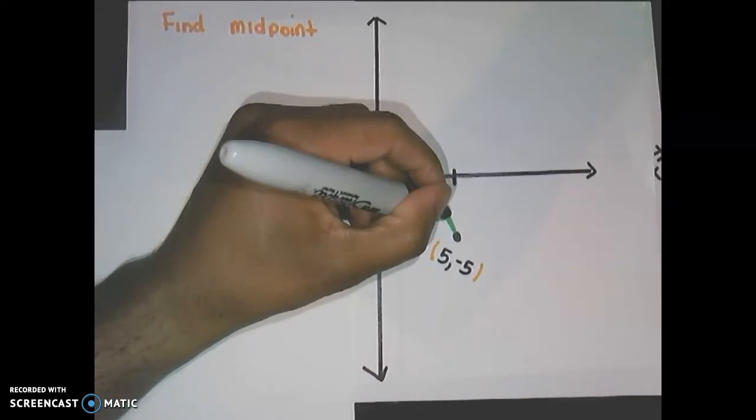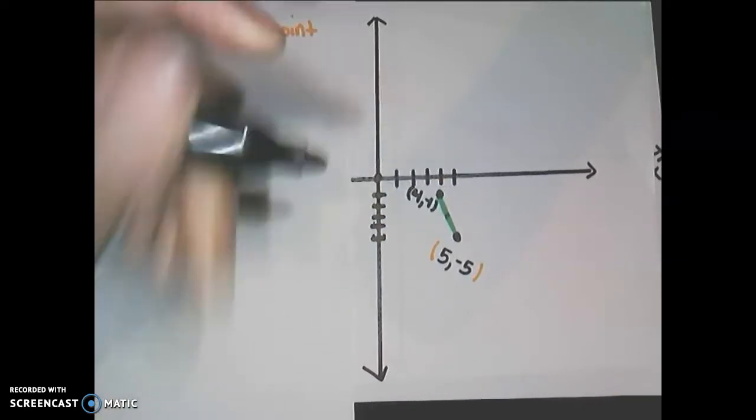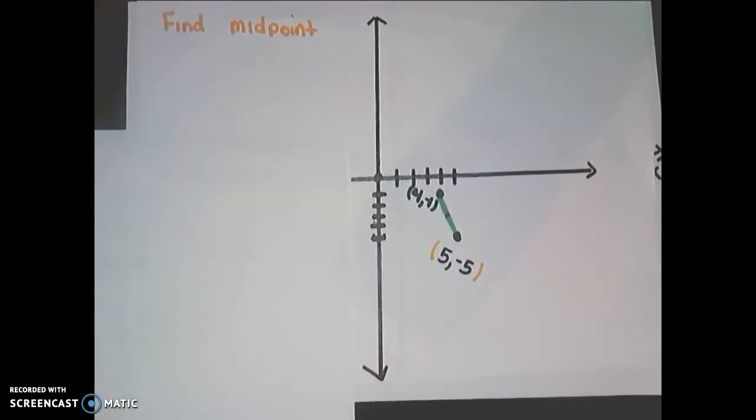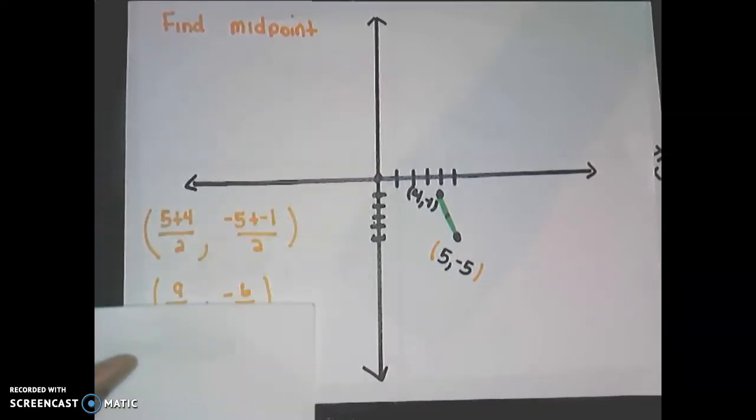So that's going to be somewhere in the middle, right? All right, so let's go ahead and do that. We know from our formula that we have to take the sum of our two x values and divide that by 2 to get the new x value. And to get the new y value, we're going to take the sum of the two y values and divide that by 2. So I've already done the work.